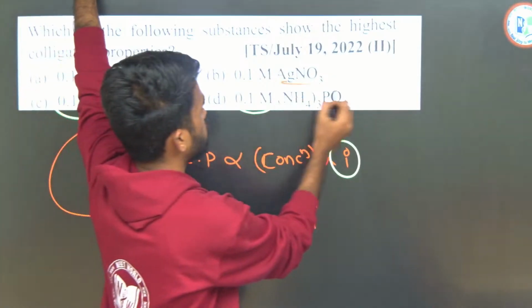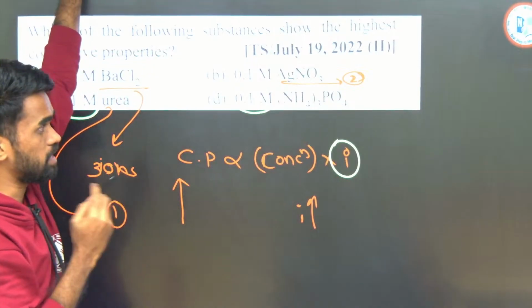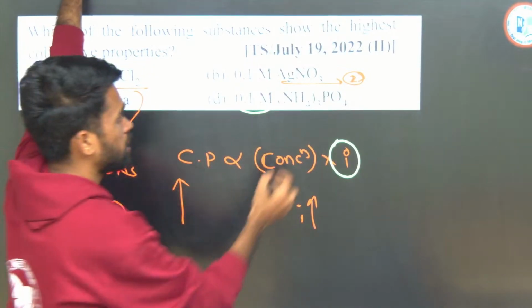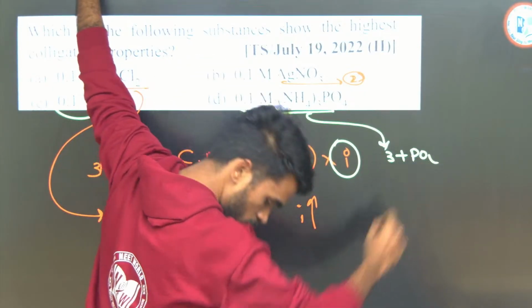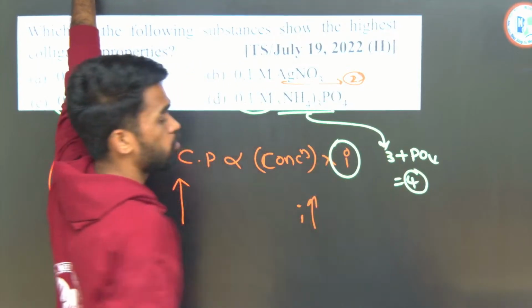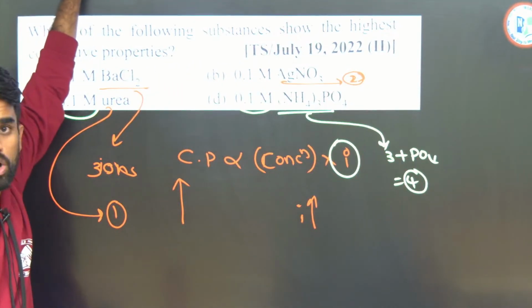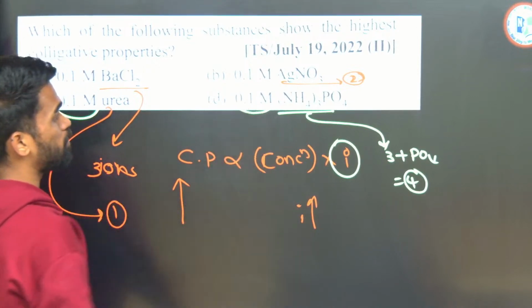Okay, AgNO3 will give 2 ions, Ag plus and NO3 minus. The next, ammonium phosphate. Here we have 3 ammonium ions plus 1 phosphate ion. So the total ions will be 4 here. So the more the number of ions, the more is the Van 't Hoff factor, the more is the colligative property. So what will be the answer for this question? Option D will be the perfect answer.